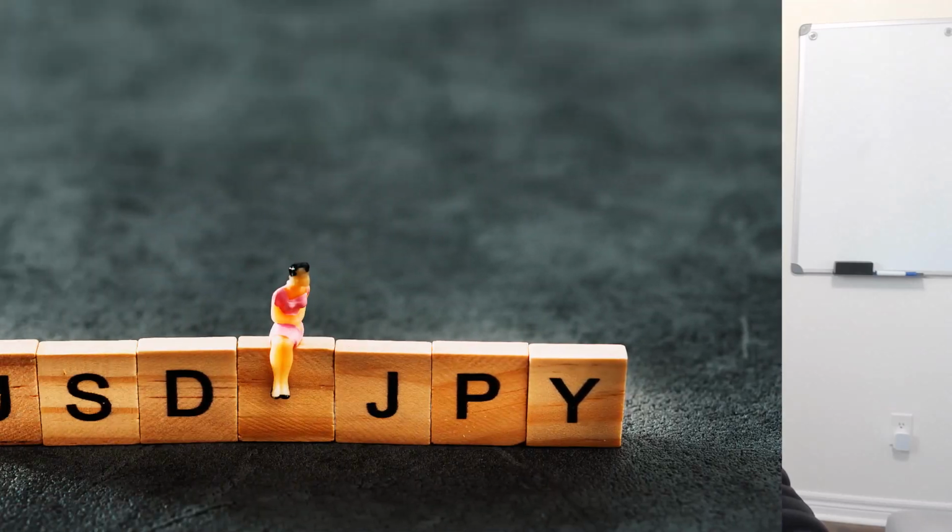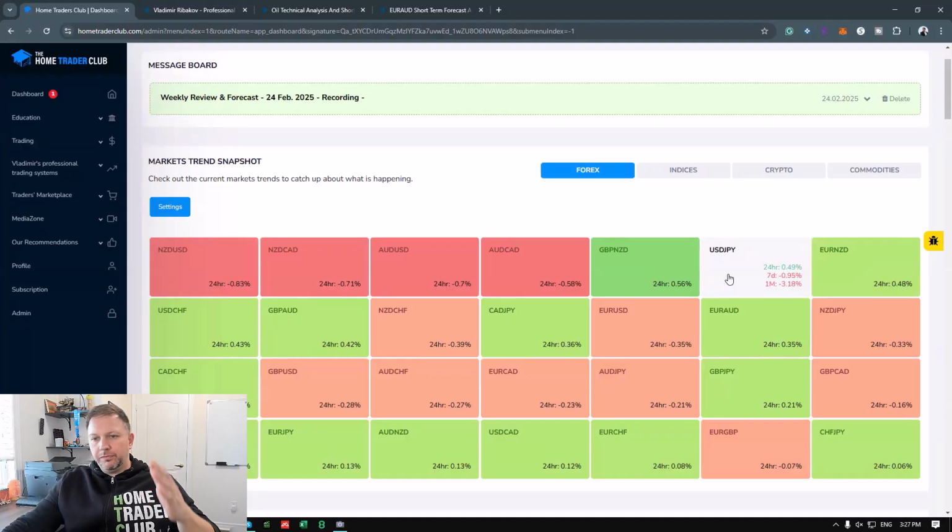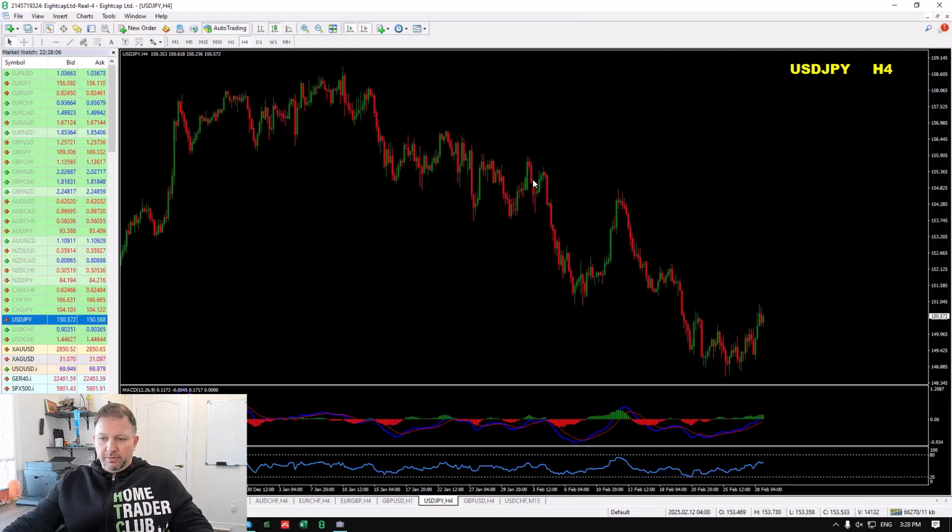Final one is the dollar yen. So dollar yen, from my point of view, and according to the numbers we see in the market trend snapshot, we are in a negative trend. The monthly is very negative, over 3%, 7 days around 1%, 24 hours was bullish, which means we are in correction before very likely back to the main trend.